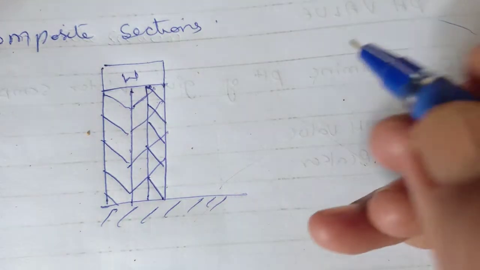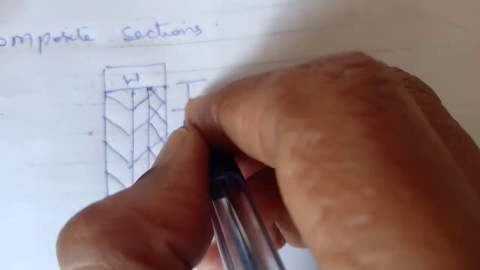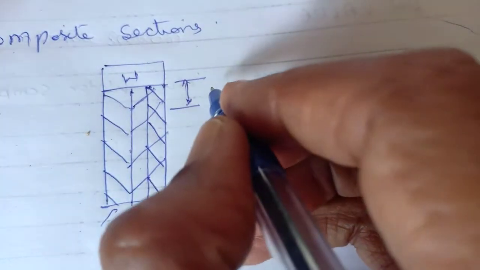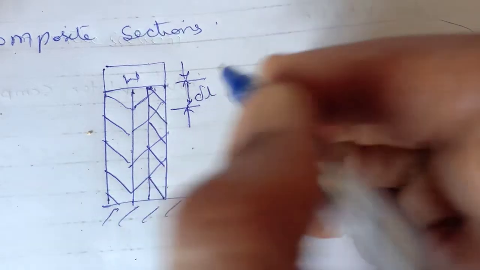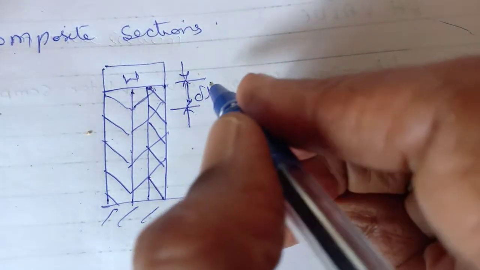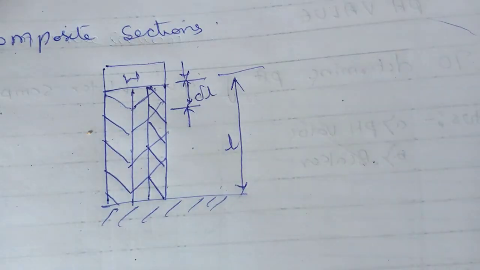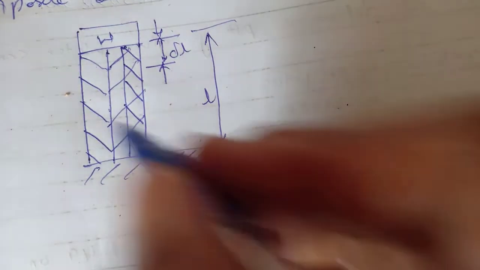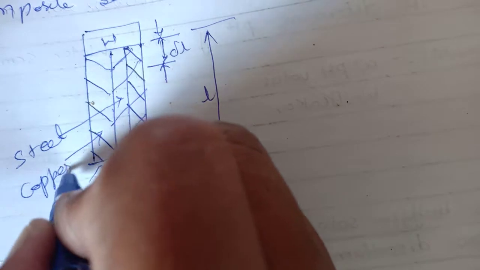So combination of two materials, and this is the change in length, and this is its original length. This is steel and this is copper.